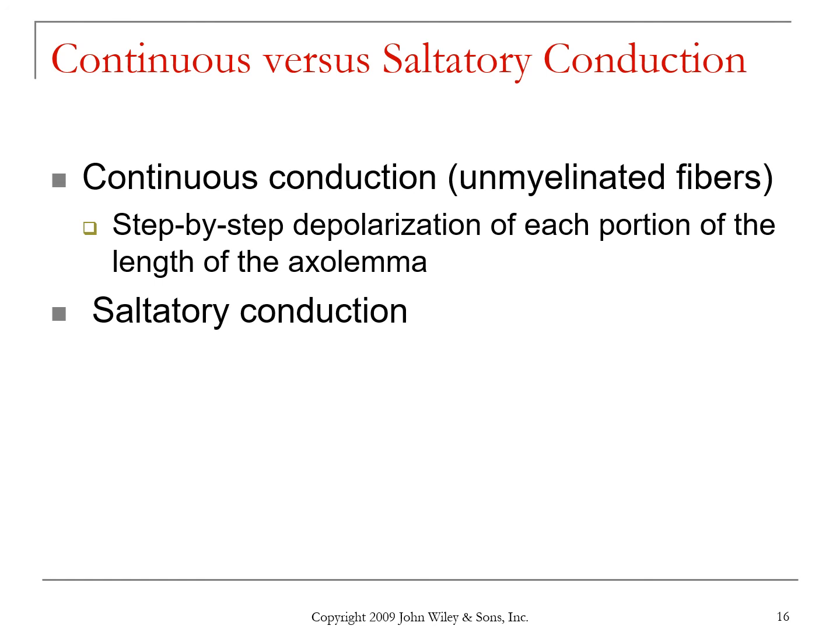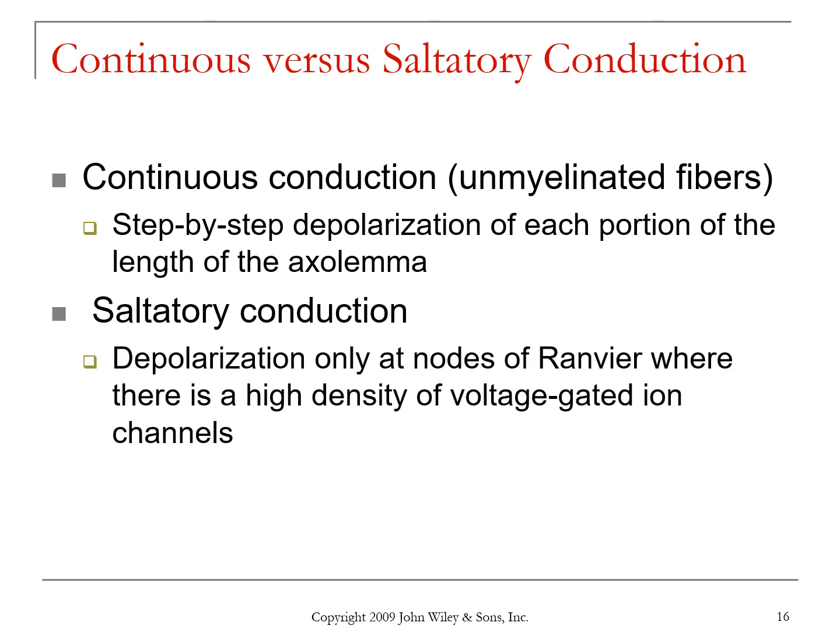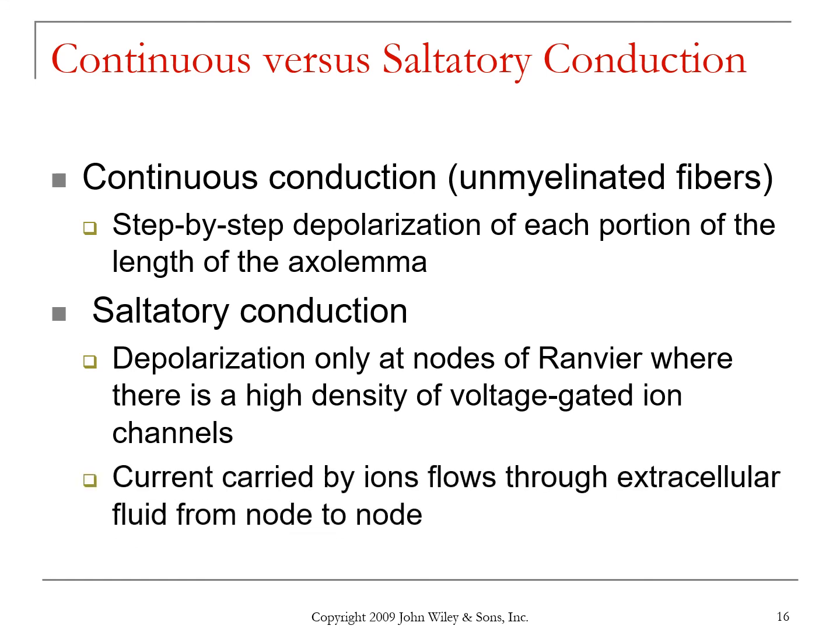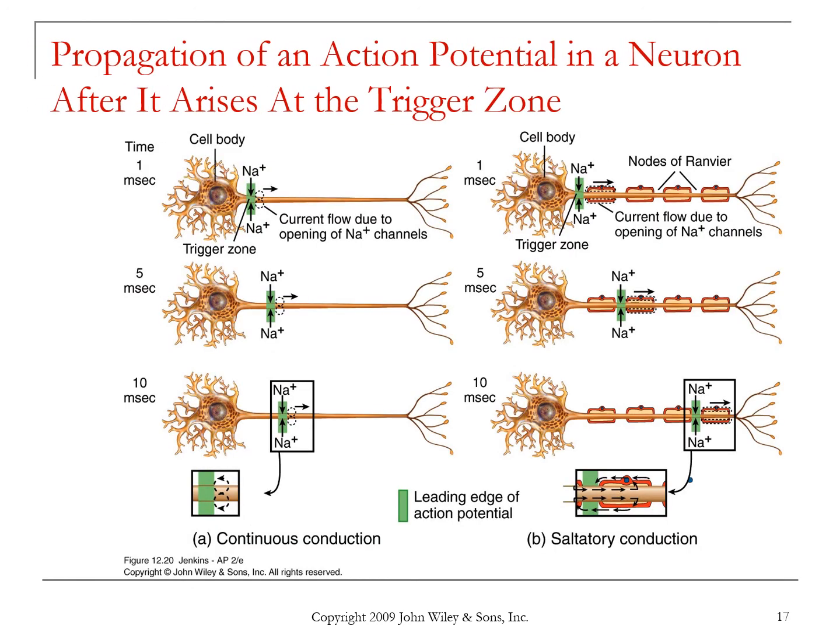Whereas saltatory conduction occurs in myelinated axons, and sodium channels only open in the areas that are not covered by myelin, which are the nodes of Ranvier. And this is where depolarization and action potentials occur. So the current carried by the ion flow occurs from node to node instead of along the length of the axon. So again, this is like skipping down the axon as opposed to walking step by step down the axon. This is depicted nicely here.